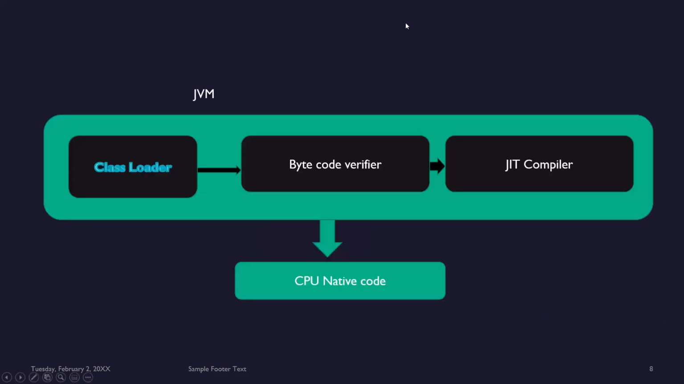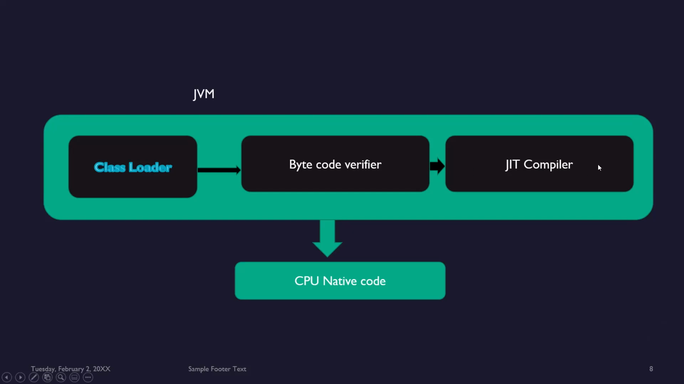Okay, next thing, what does JVM include? JVM includes three different parts. First of all, it includes the class loader, which will load your classes. The next one is the bytecode verifier. It will verify whether the bytecode is proper or not, or if there is any error, in that case it will throw an error. Otherwise, it will verify all your code and proceed further.